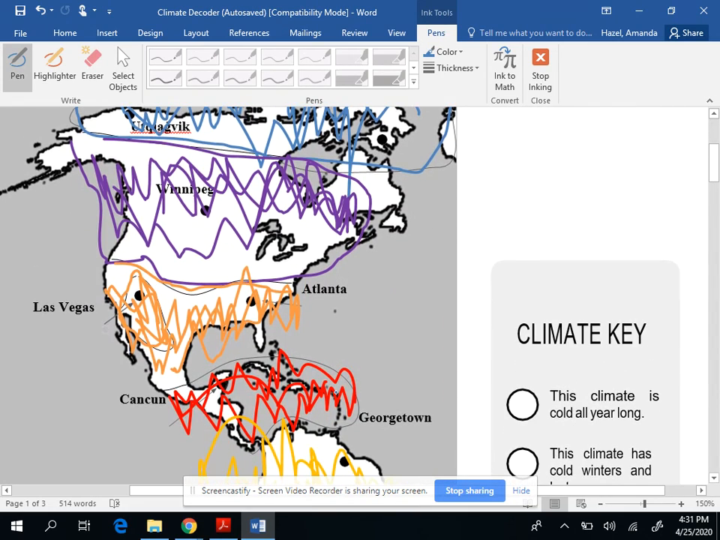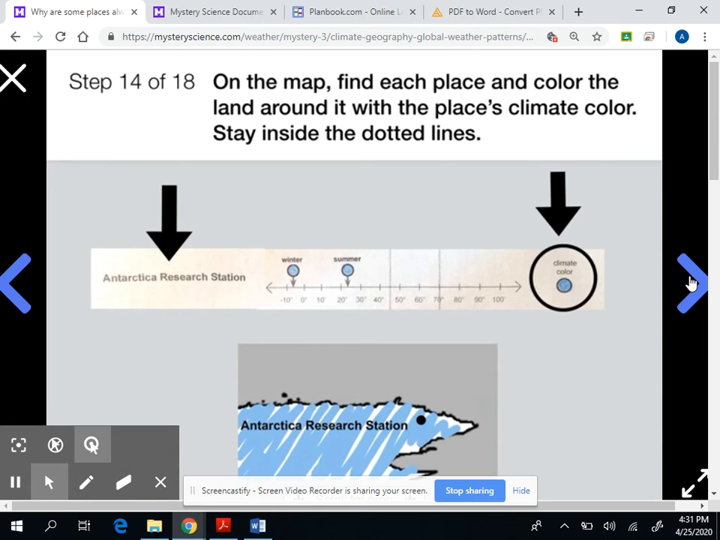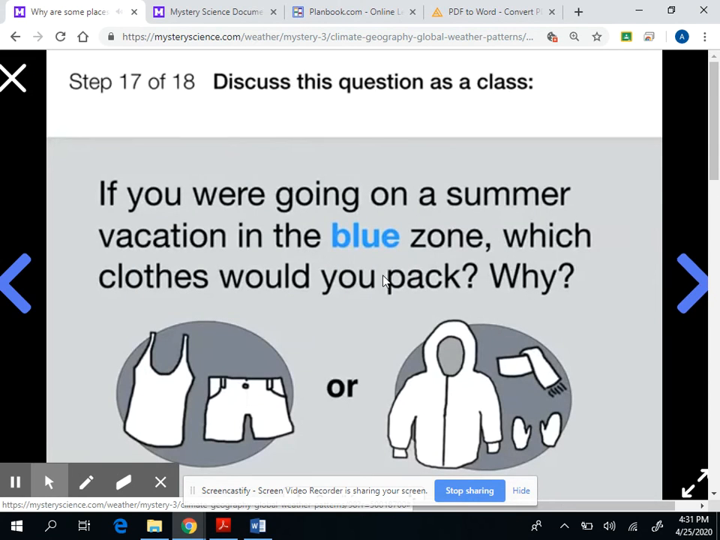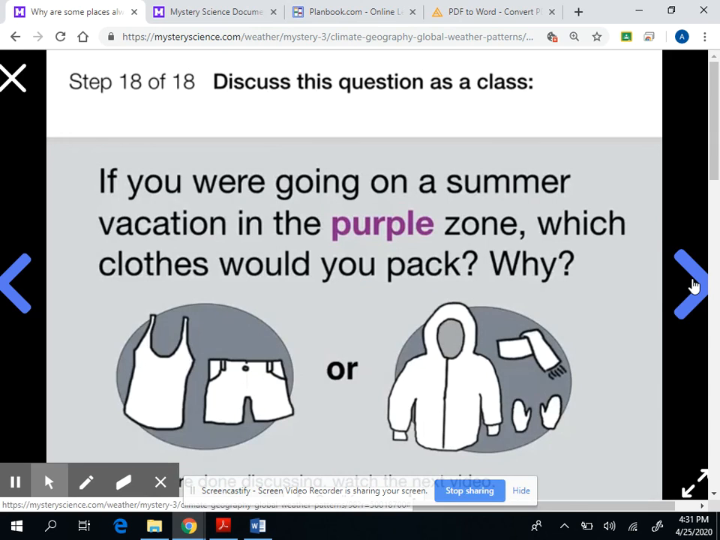Now we have some questions to think about. Discuss this question. If we were going to go somewhere that was a blue zone, would we need to pack these clothes or these clothes? Yeah, a blue zone is cold all year round, so we would need cold clothes. Well, clothing that helps keep us warm in the cold weather. How about a purple zone? Discuss this question as a class.